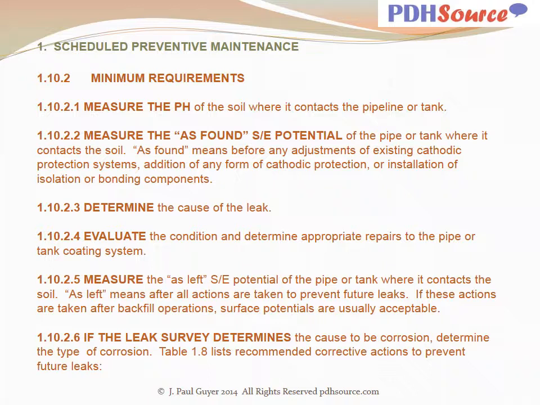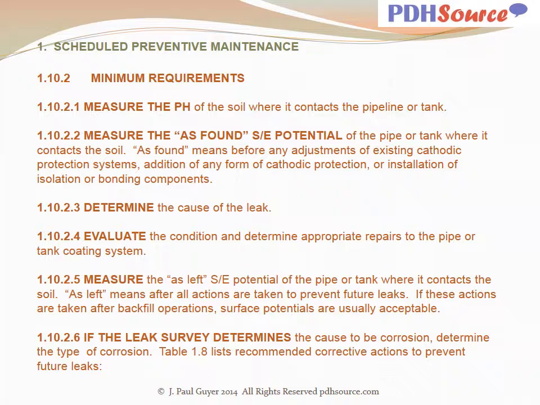Minimum requirements: measure the pH of the soil where it contacts the pipeline or tank. Measure the as found SE potential of the pipe or tank where it contacts the soil. As found means before any adjustments of existing cathodic protection systems, addition of any form of cathodic protection, or installation of isolation or bonding components.